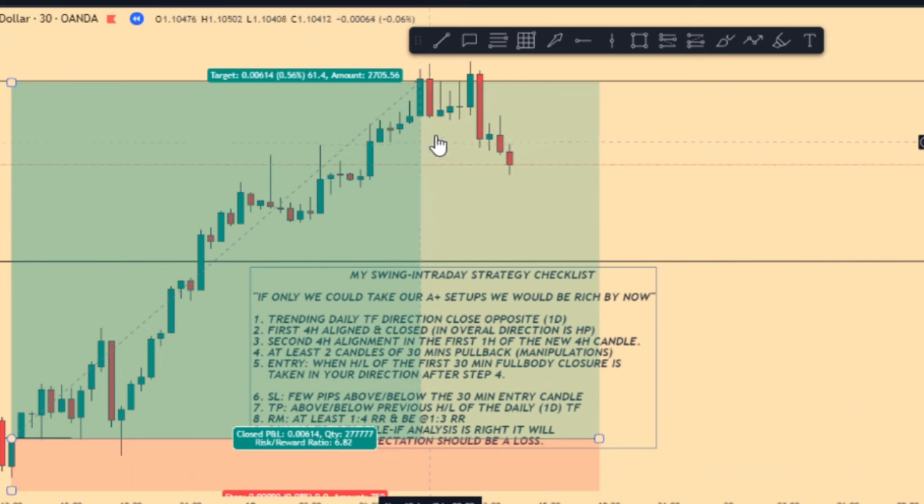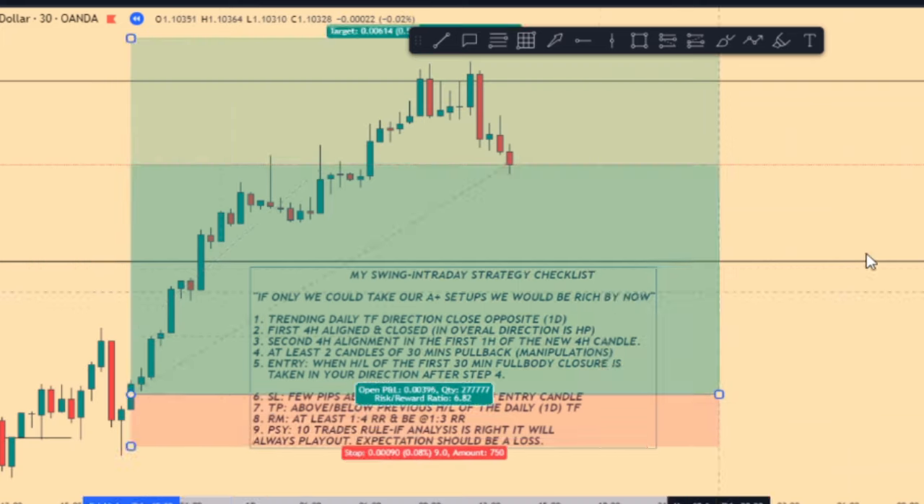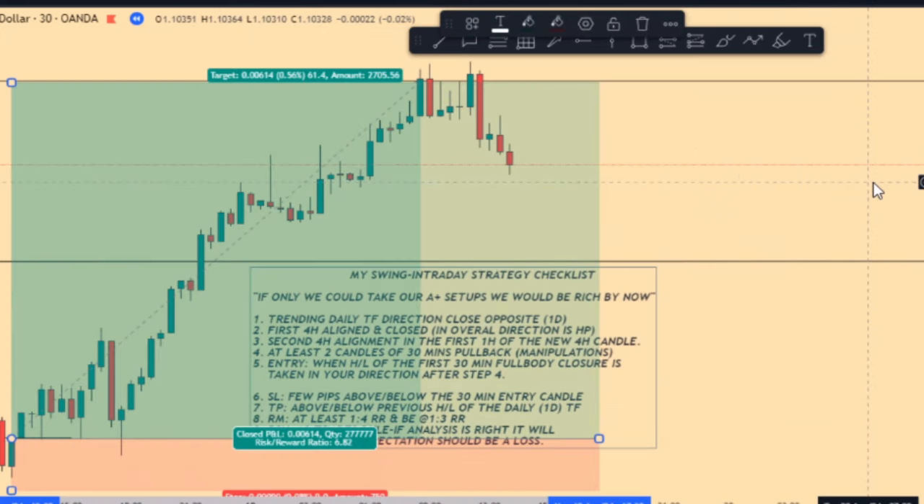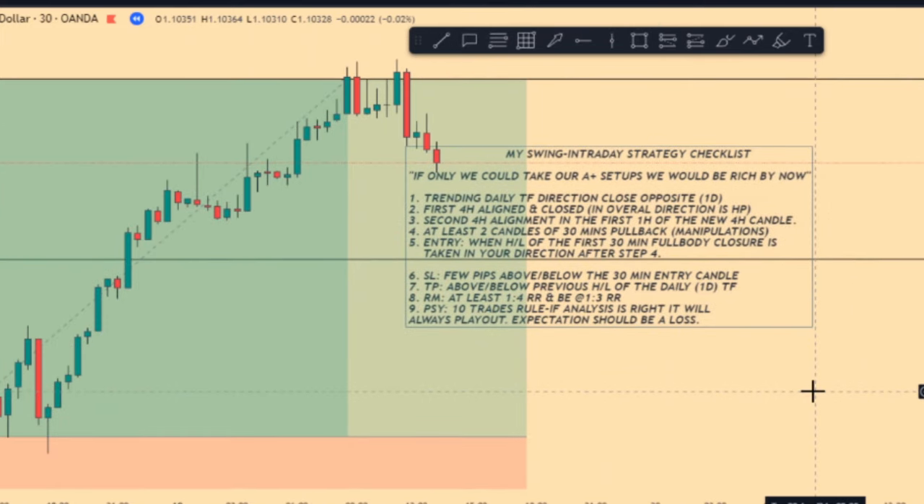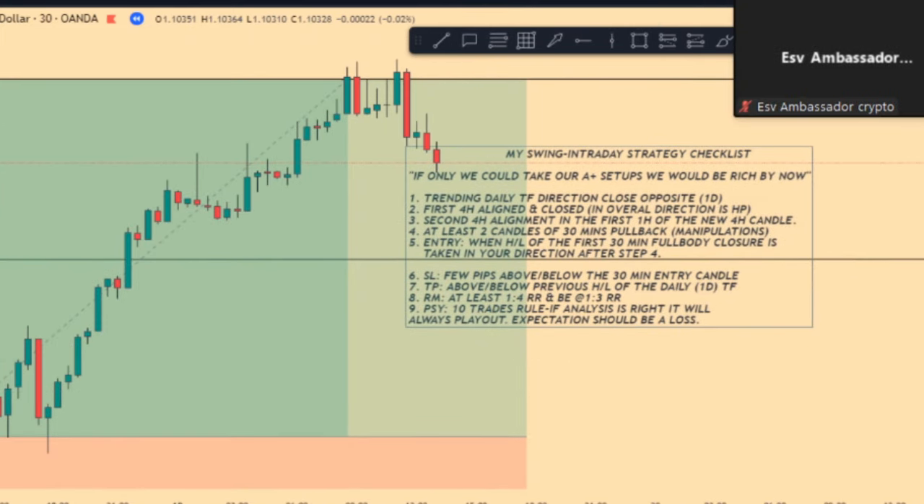The TP was hit on the 19th and the entry was on the 16th. So some patience is sometimes needed to get the correct TP. Something like the JPY trade I took that I held for 3 days, I think 2 days.